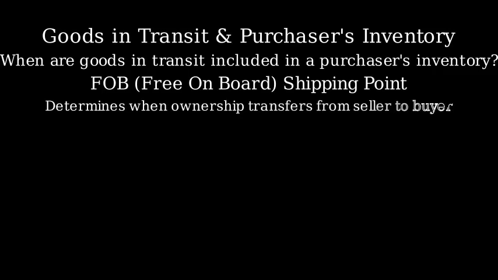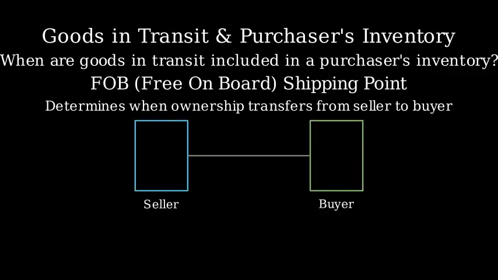FOB stands for free on board. It's a shipping term that determines when the ownership and responsibility of goods transfers from the seller to the buyer. Let's visualize the shipping process. Here we have the seller's warehouse on the left and the buyer's warehouse on the right. The truck represents goods in transit between these locations.